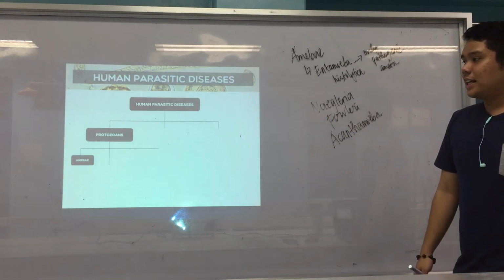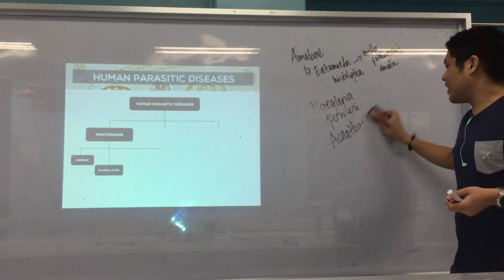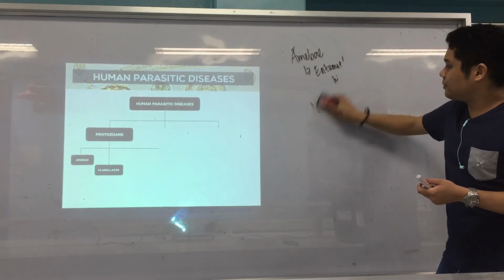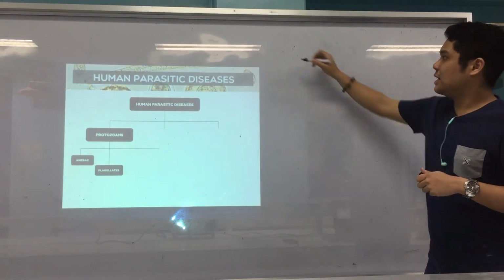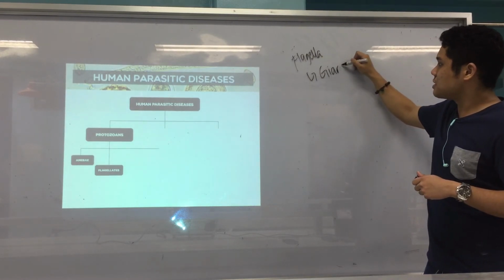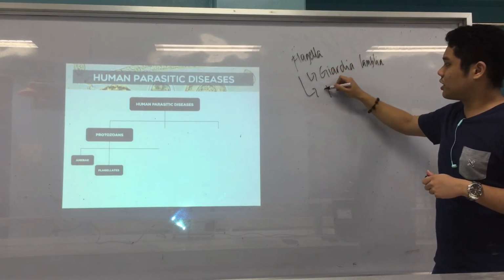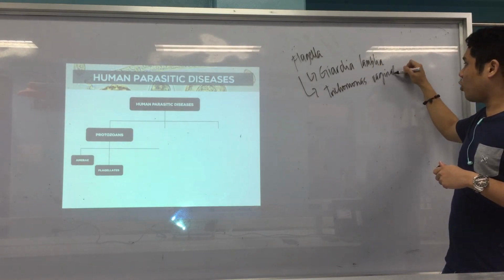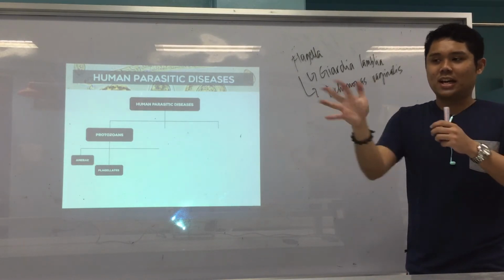Next, you have flagellates. By the name itself, flagellates have flagella. That is their locomotory organ, their organ for motion, for them to move. Very good examples here: you have Giardia lamblia, very common, and another one is Trichomonas vaginalis. These are all flagellates. They contain flagella for movement.